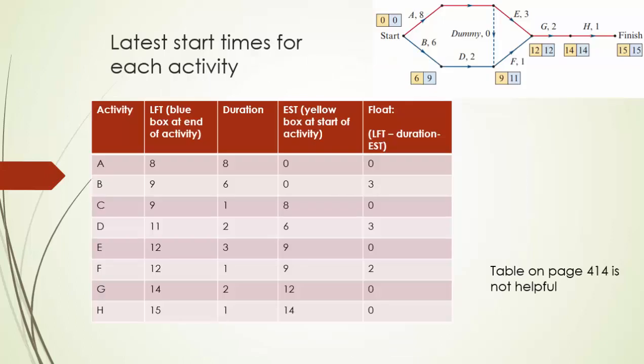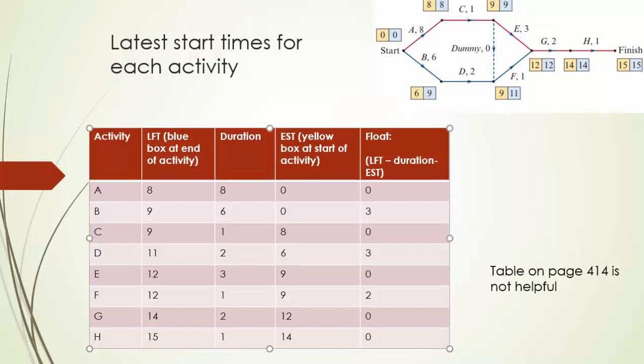Another way of looking at calculating the latest start time for each activity, which is always important if you're on a building site and you want to get going with something and you're waiting for other things to finish first, you need to know the latest that the activity you're worried about can actually start. The business of calculating float time: latest finish time minus duration minus earliest start time. Zeros are the critical path.